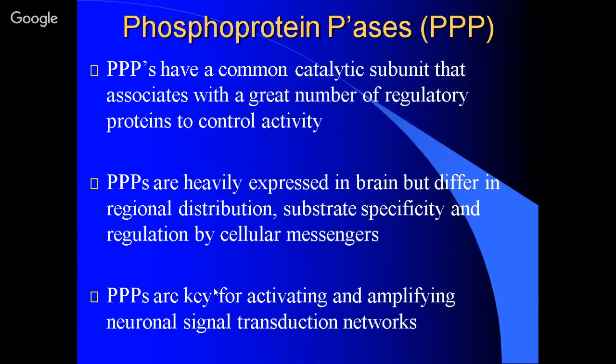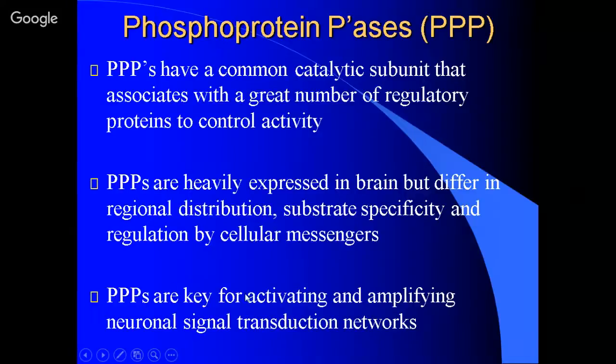Just like the kinases, the phosphatases have a single common catalytic subunit that goes from the single cell organisms to our brain, and everything in between. And you just take that catalytic subunit and you regulate it, that's all. You stick something else on that controls the activity. They are just like the kinases, they're heavily expressed in the brain. They are tightly regulated by second messengers.